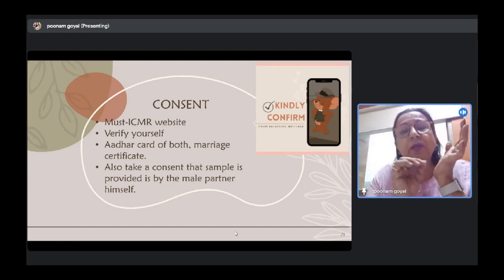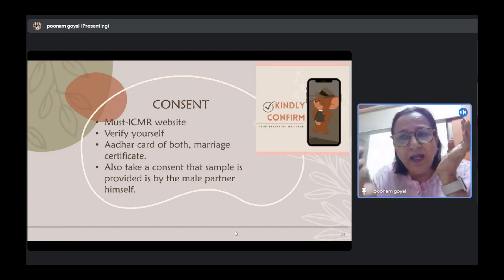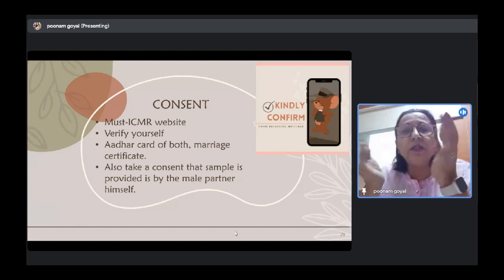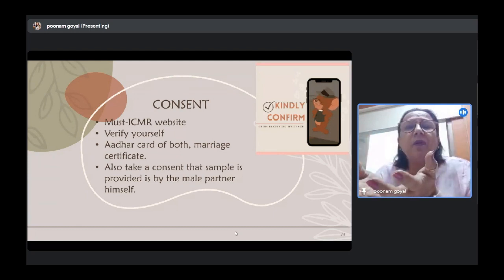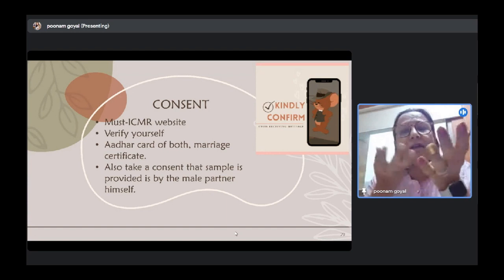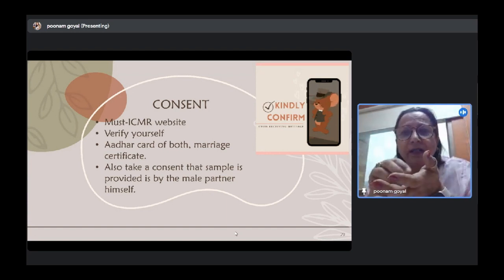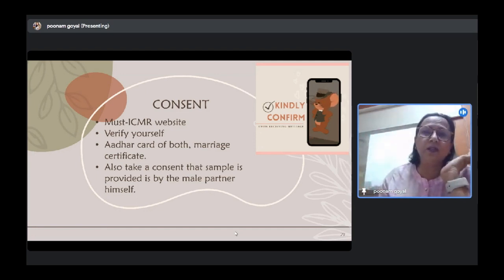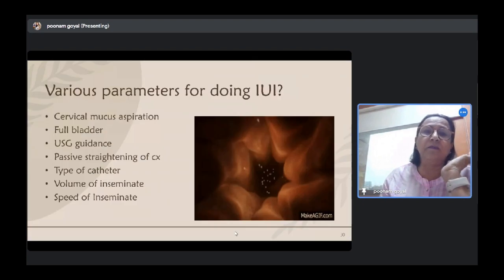Always take consent, because even if they have given the sample in a room which is near your laboratory or which is attached to your center, they may still have brought a sample from home of somebody else and are giving it to you. So always take a consent that I certify that this sample is mine or my husband's. Both partners' signatures you must take for your safety.